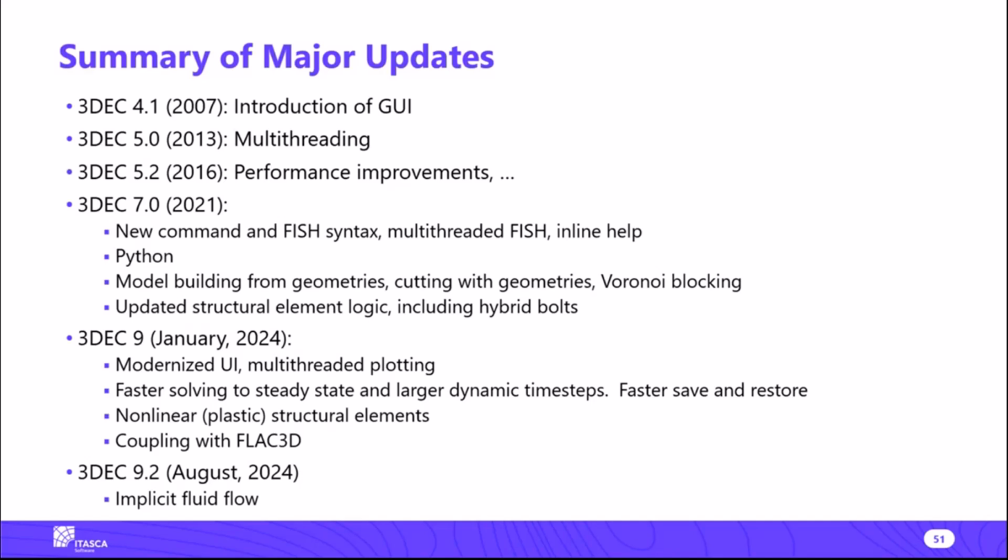Version 5 introduced multi-threading, so that was a significant improvement. 3DEC 5.2, a few years later, was further performance improvements, so things went quite a bit faster in 5.2.